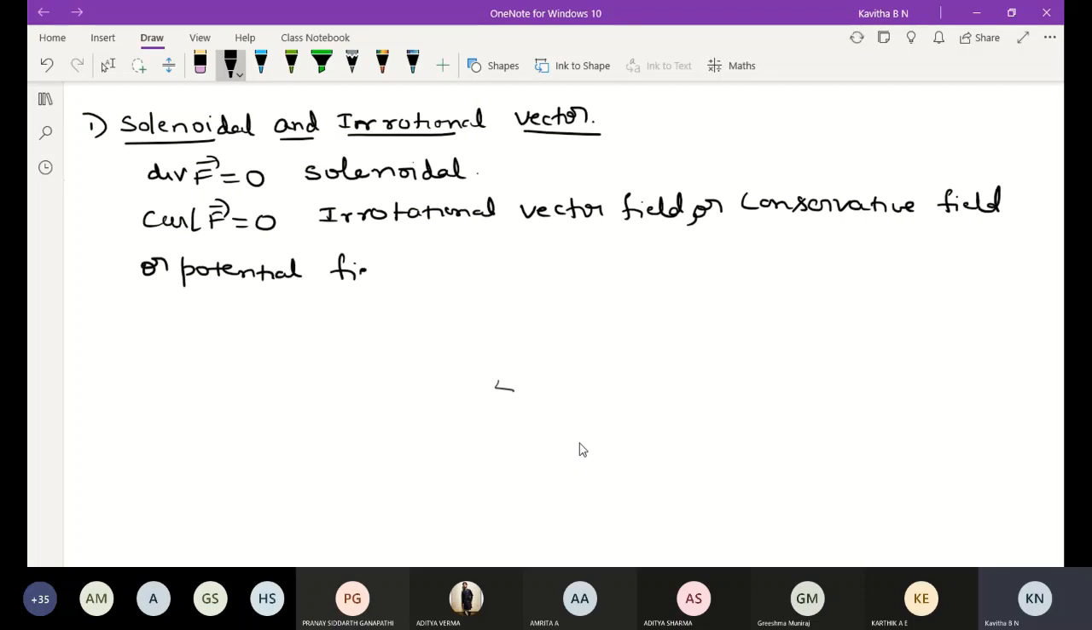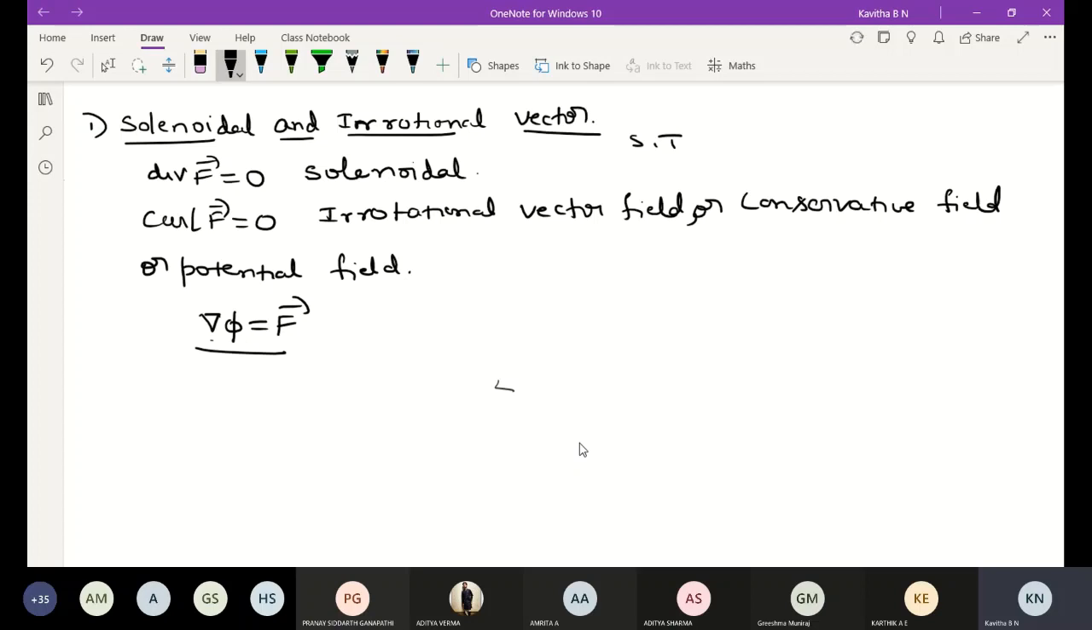Okay. Question: Show that the given vector is solenoidal. Show that the given vector is an irrotational vector field or conservative field or potential field. Okay. Then we have to find the scalar point function. How to find it? Nabla of phi is equal to F vector. The given function's curl is irrotational. Then next step we have to use this one.